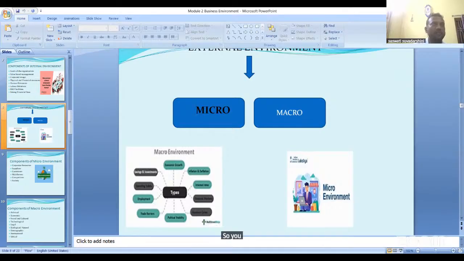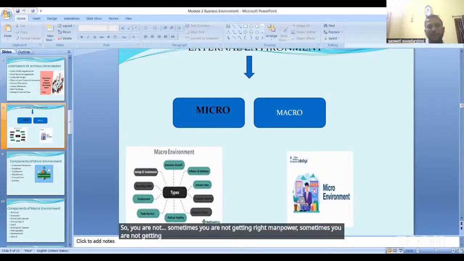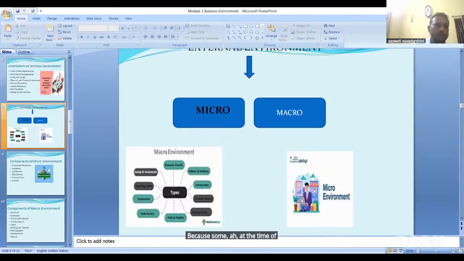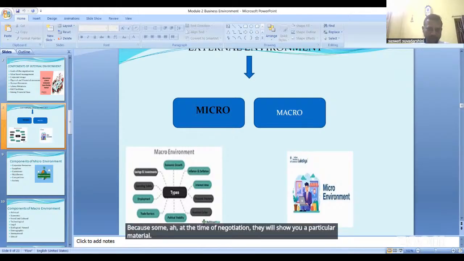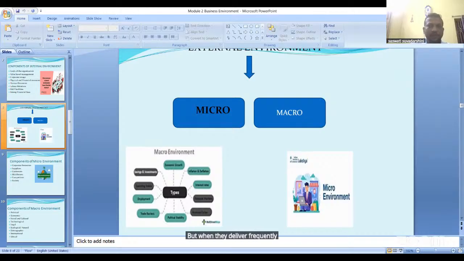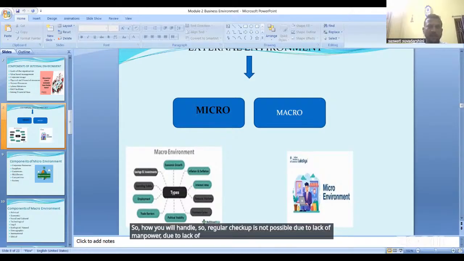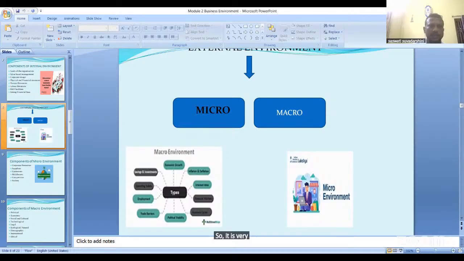Sometimes you are not getting the right manpower, sometimes you are not getting the right materials, because at the time of negotiation they will show you a particular material, but when they deliver, frequently they sometimes degrade the quality of material. So how will you handle it? Regular checkup is not possible due to lack of manpower, machinery and equipment. So it is very challenging, one of the top challenges for the business unit, to get quality material from the supplier. That is also important.